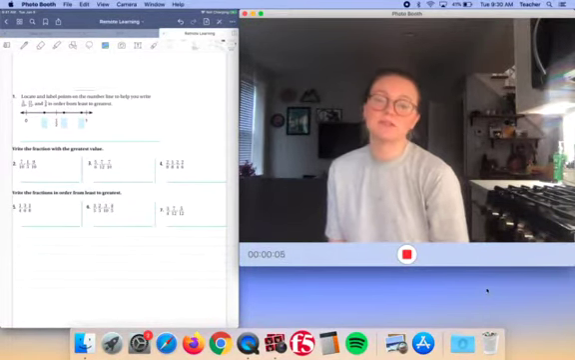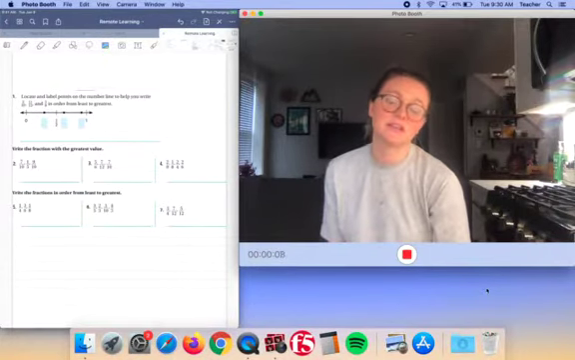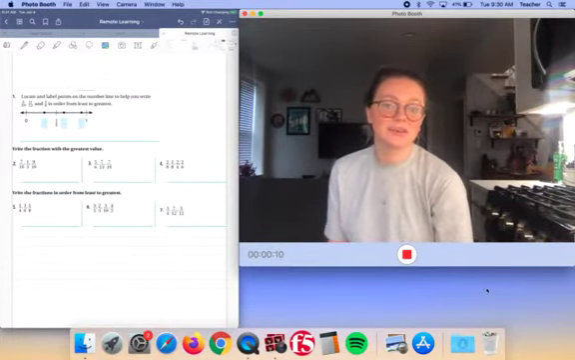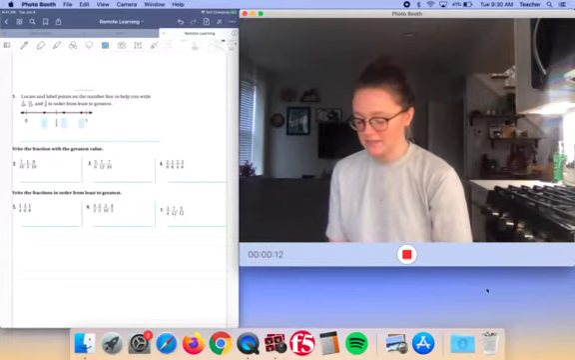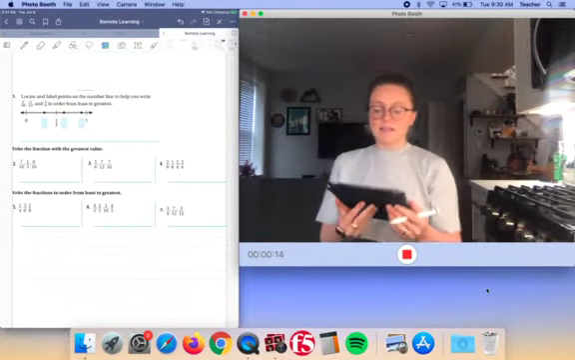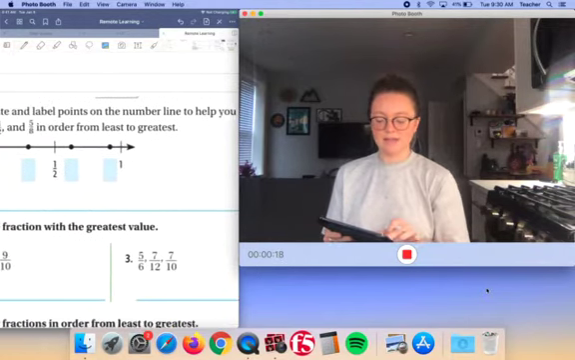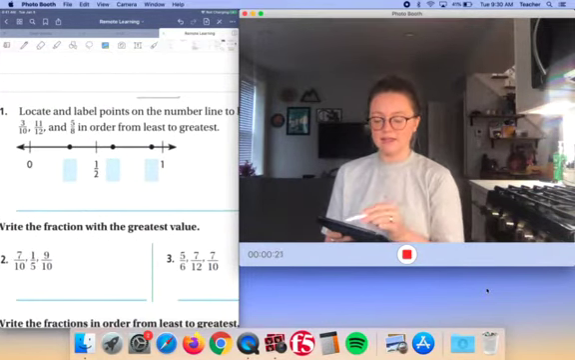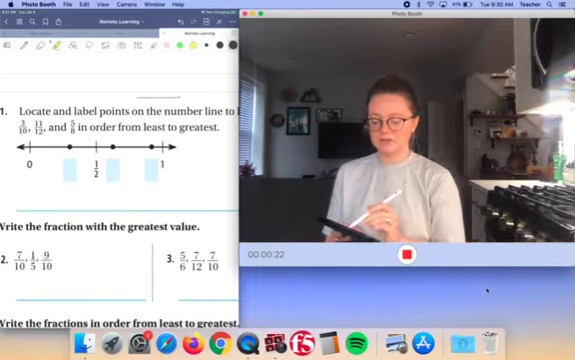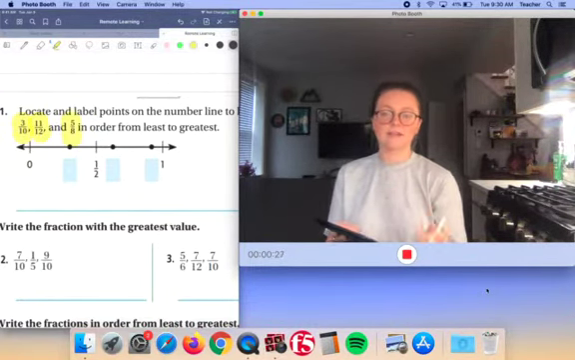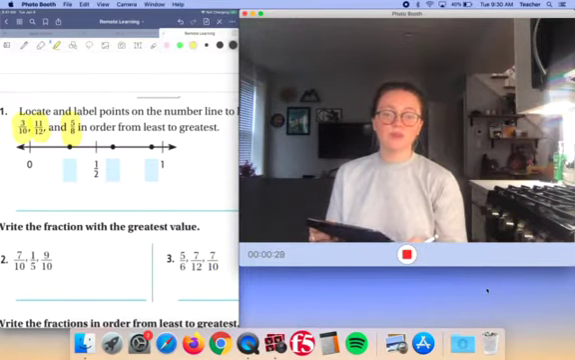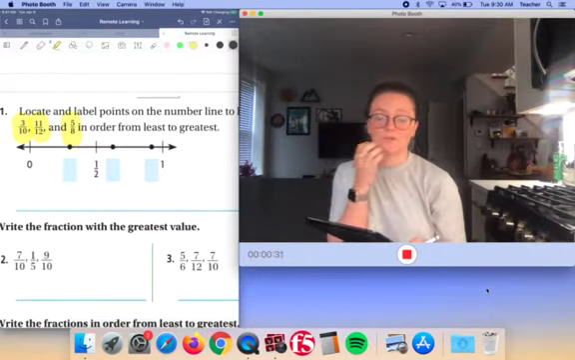Today we are going to use what we learned about comparing fractions to put fractions in order. So let's take a look. It says locate and label points on a number line to help you write 3/10, 11/12, and 5/8 in order from least to greatest. I'm going to highlight the fractions they want me to use.